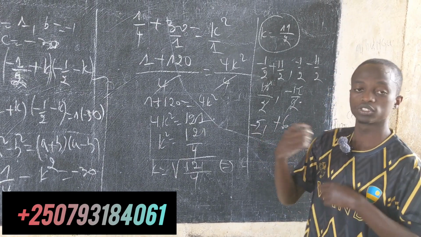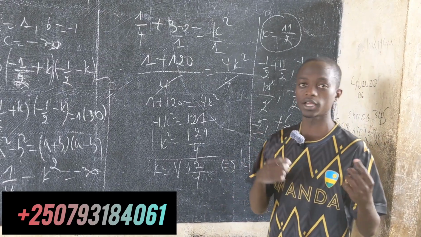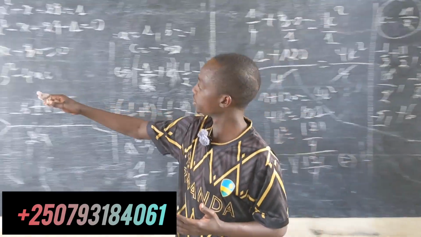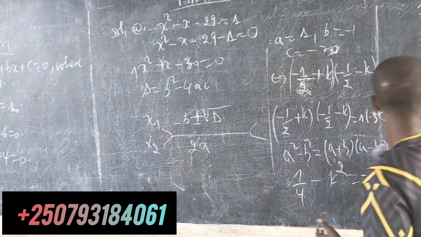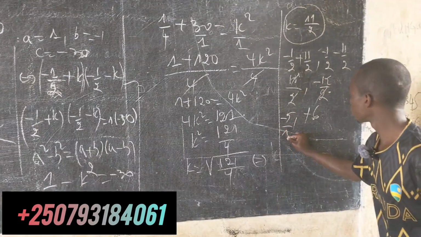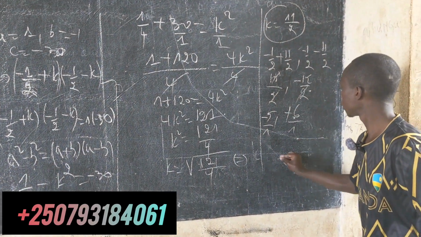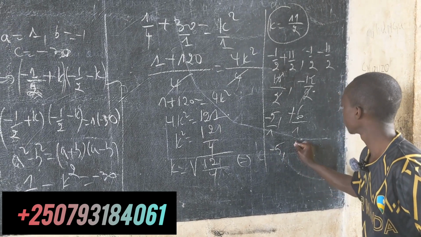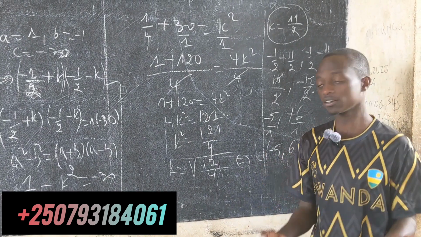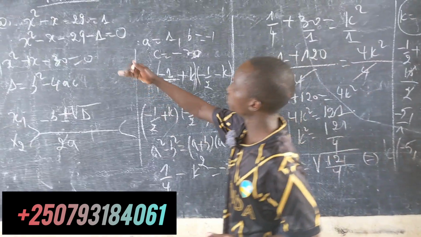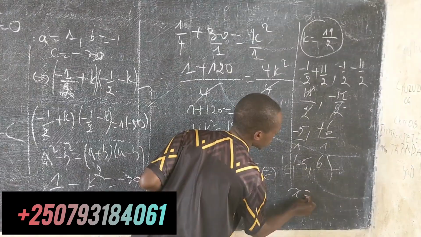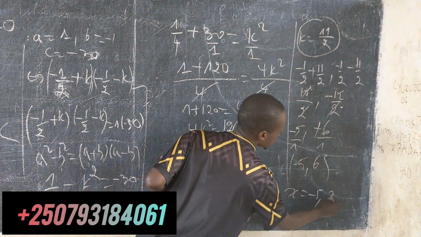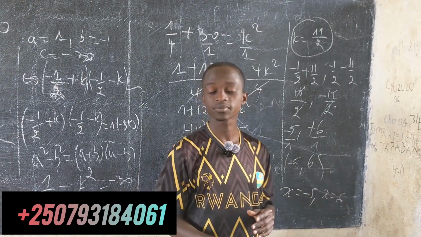And then we need to divide each answer by the number which is here. And see here we have 1. So it is minus 5 over 1 and 6 over 1, which is going to be minus 5 and 6. This is the value of this question. So x is equal to minus 5 and x is equal to 6.